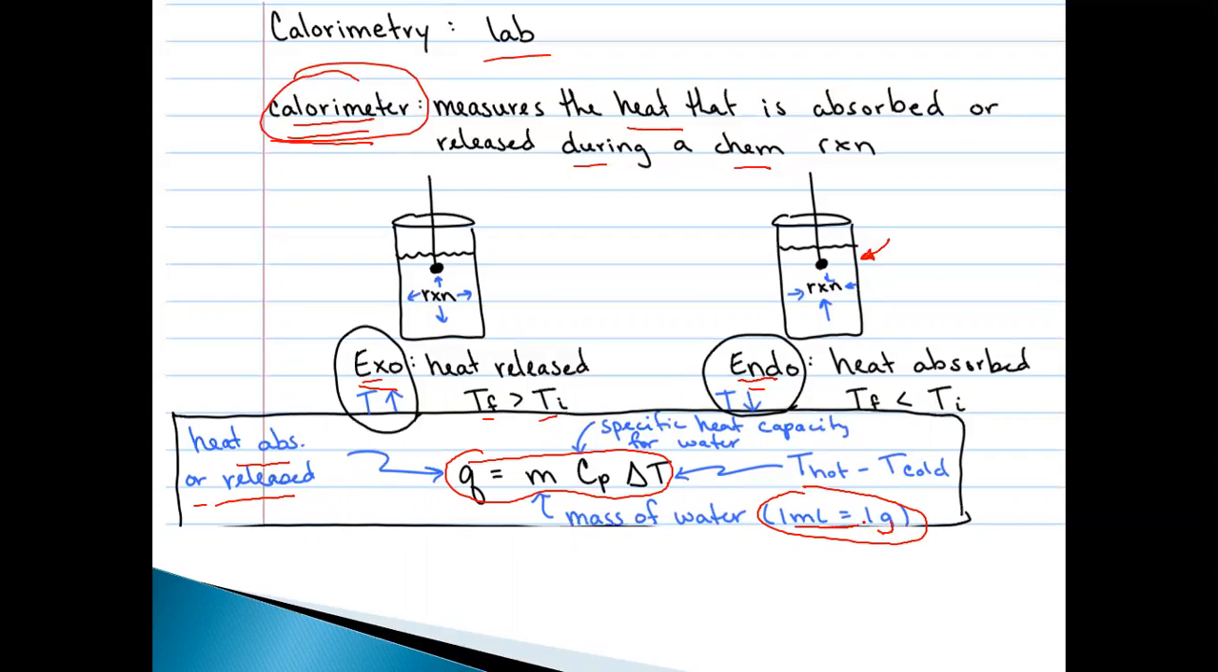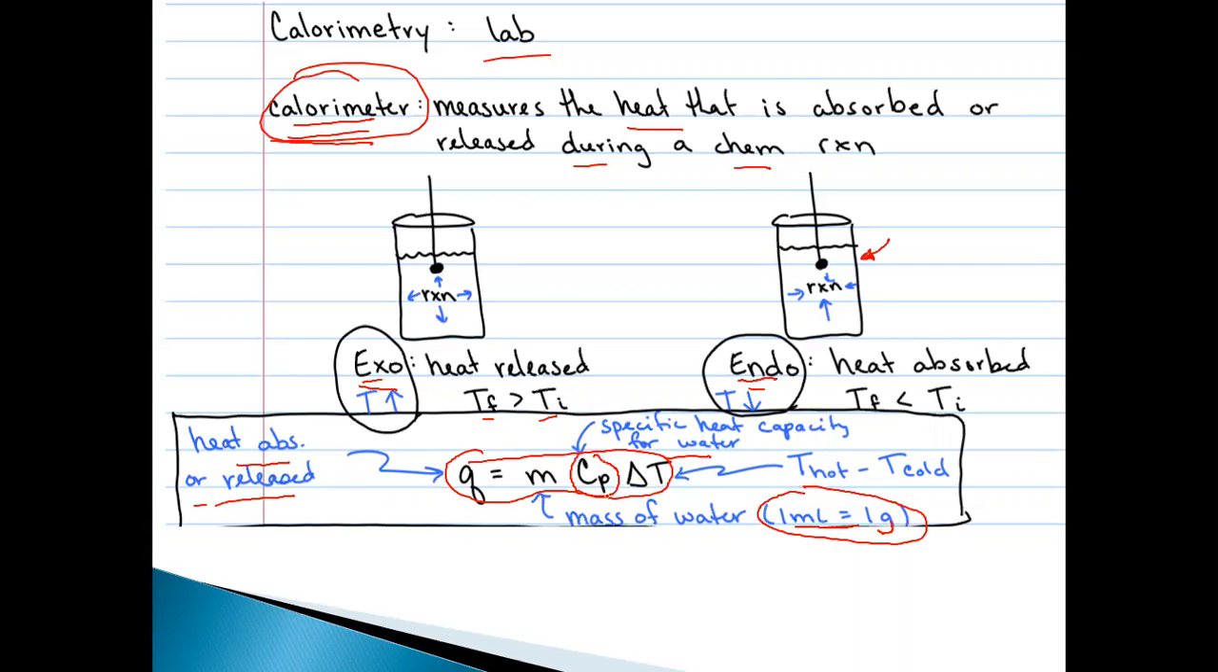A lot of people just get confused where it gives you 200 milliliters of water. Just be on the lookout. You have to convert that to grams. So this C with a little p next to it, the specific heat capacity for water, okay? Now, this is not something that's going to be blatantly given to you in a practice problem.